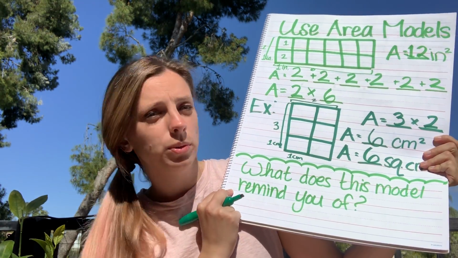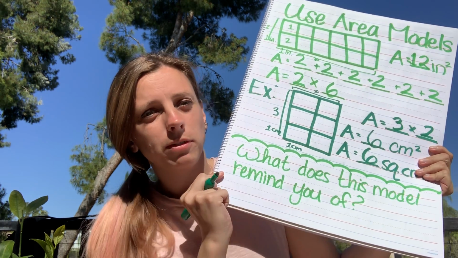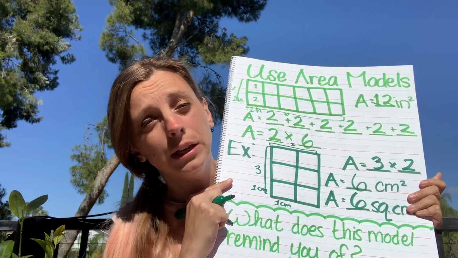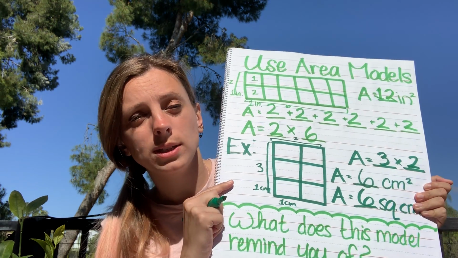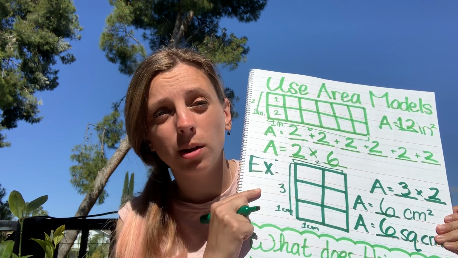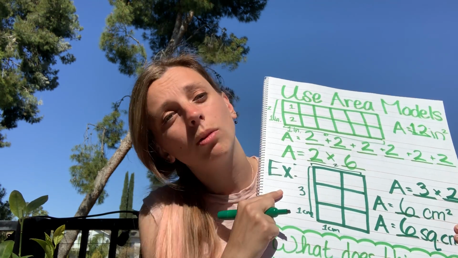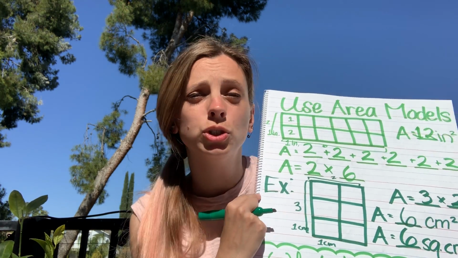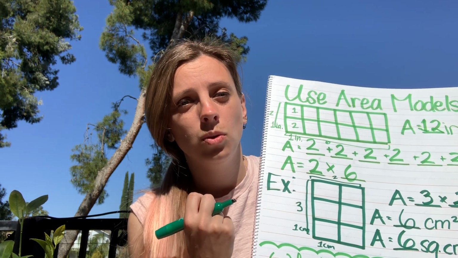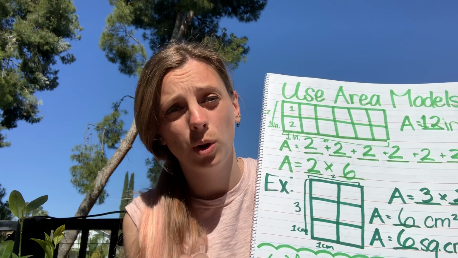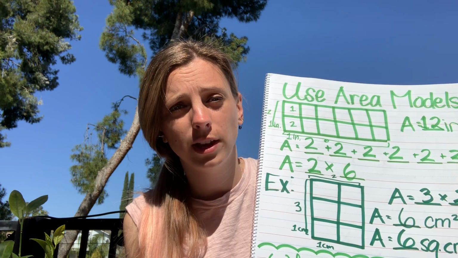All right, friends, I have a question for you. What does this model remind you of? We've already talked about it, but I want you to turn and talk to somebody in your household. So take a moment, pause this video, find mom or dad, brother or sister, grandma, grandpa. If you can't find somebody, record it and send it to Seesaw. I want you to try to explain how multiplication ties into this model. Why does multiplication work?